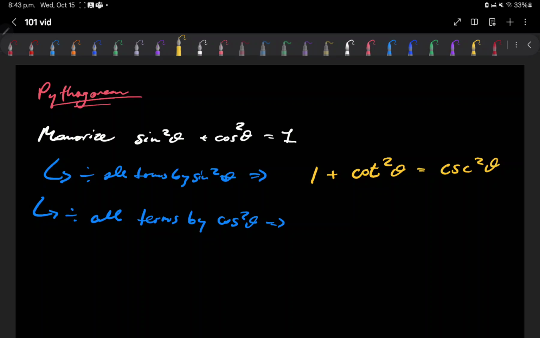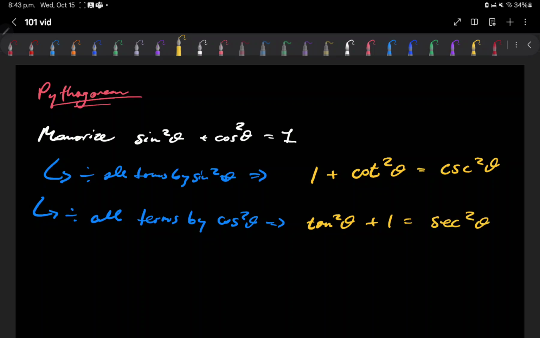So we can also divide all of the terms in our core Pythagorean identity by cos squared. That gives us sine squared over cos squared, which is tan squared. Cos squared over cos squared is 1, obviously, and then 1 over cos squared is secant squared.